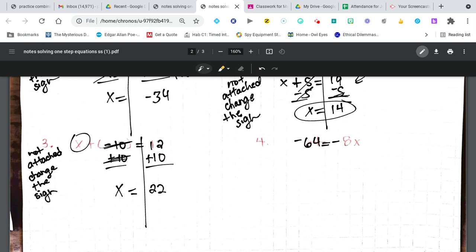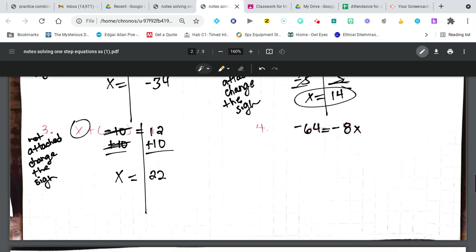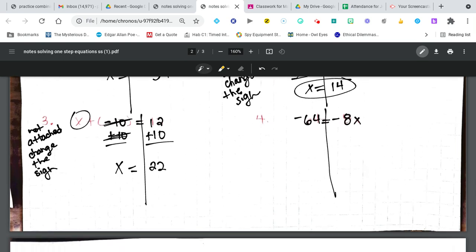I'm trying to write this a little better so you can see it. All right, on number 4, these are mashed. Negative 8 is mashed together with x. If it's mashed together, it's multiplication. To undo multiplication, remember that little dot stands for multiplication, you need to divide. To divide, we use the divide bar. So you just draw your bar, which stands for divide.